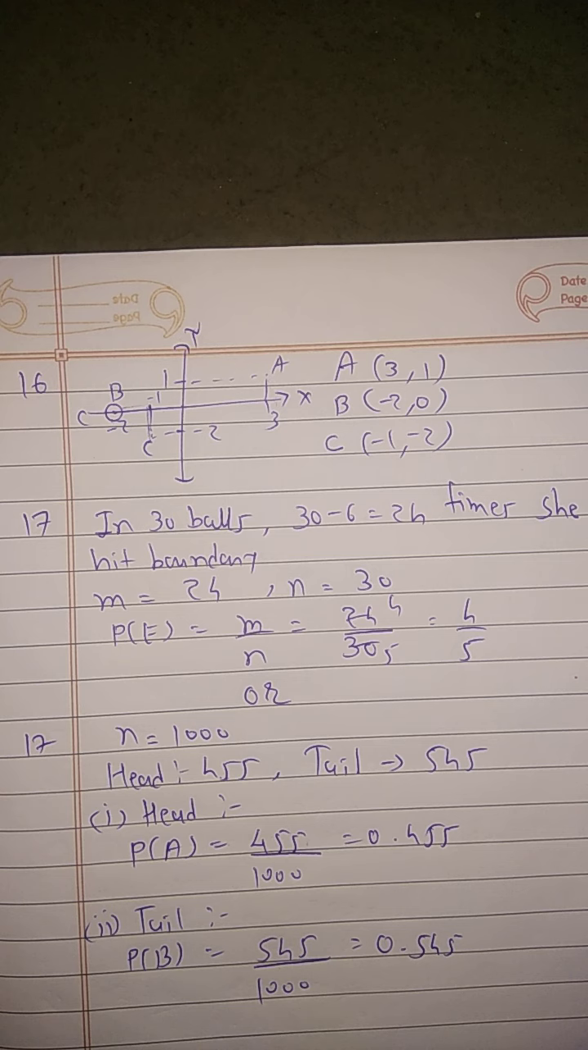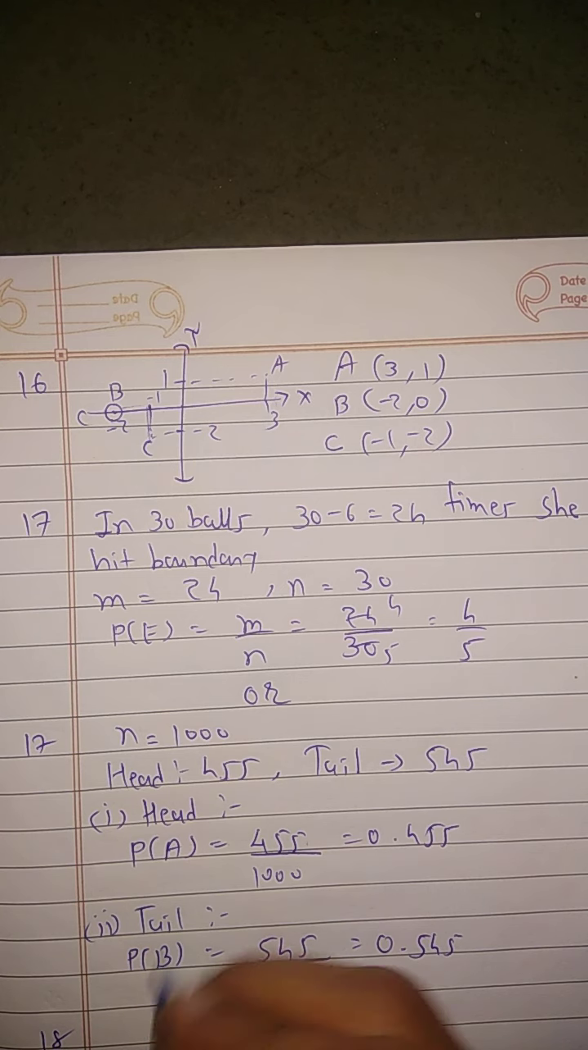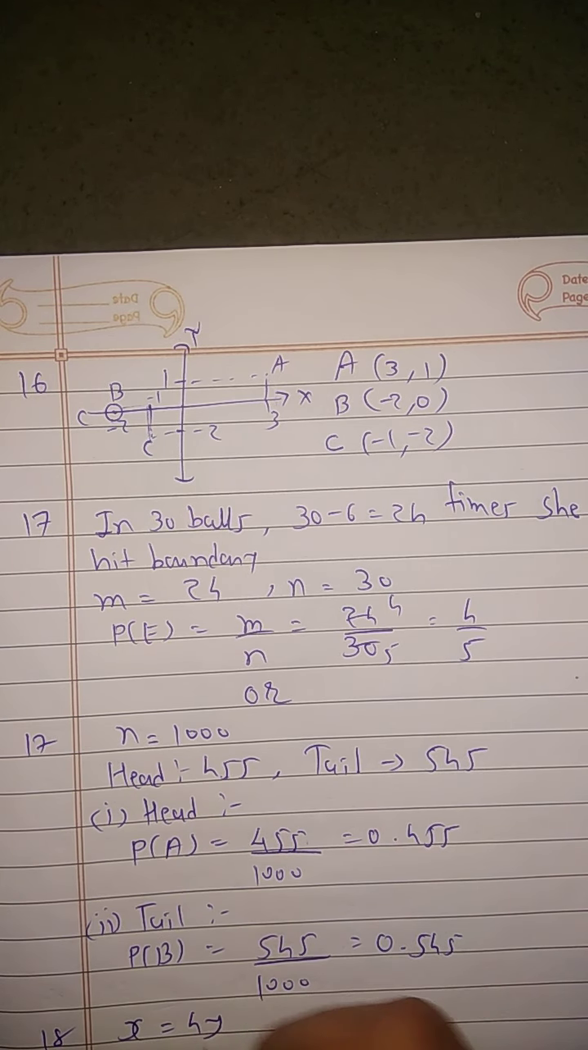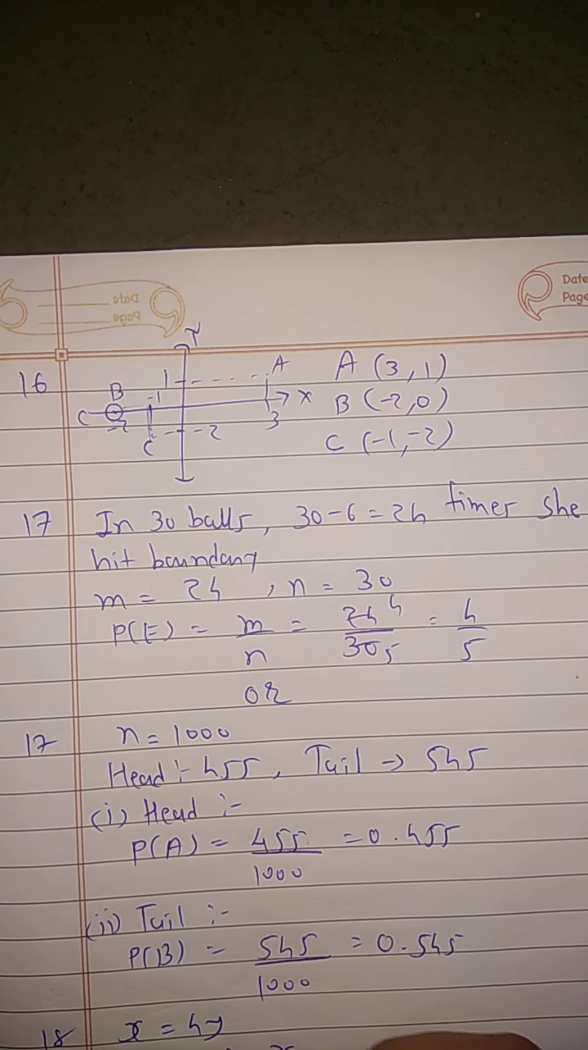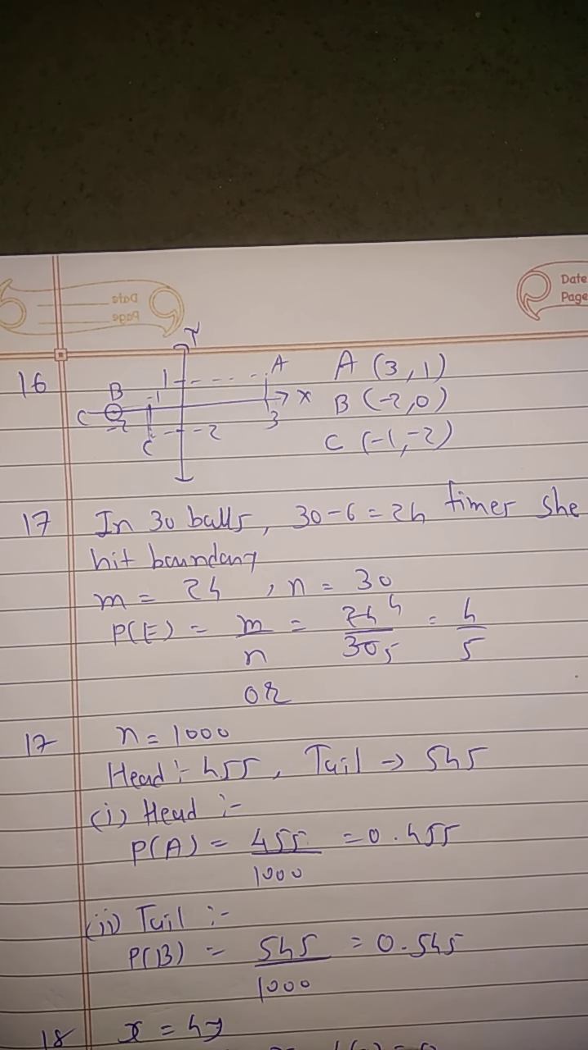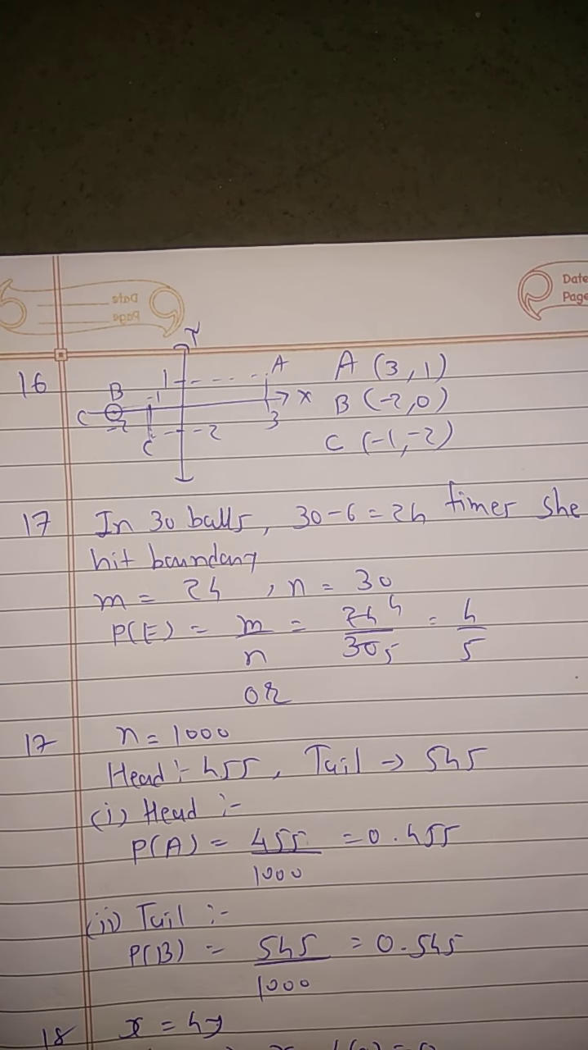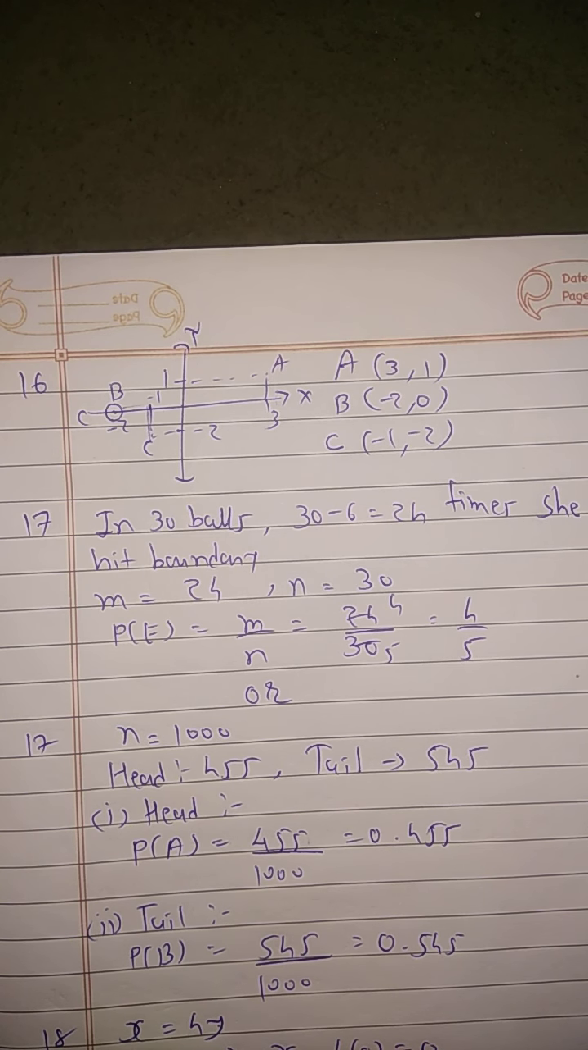Okay. After that, question number 18. Write two solutions of the following equation: x is equal to 4y. So first of all, we can put y is equal to 0. So x is equal to 4 multiply y, 4 multiply 0, 0. This is the first solution. Now we can put y is equal to 1. So x is equal to, in place of y, put the value 1. So 4 ones are 4.